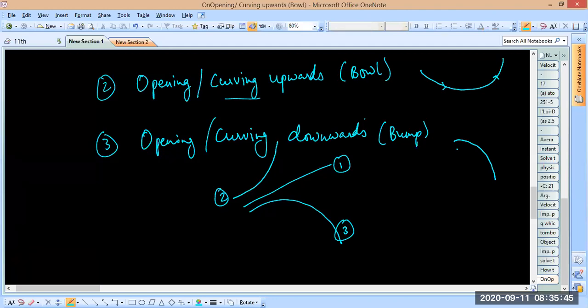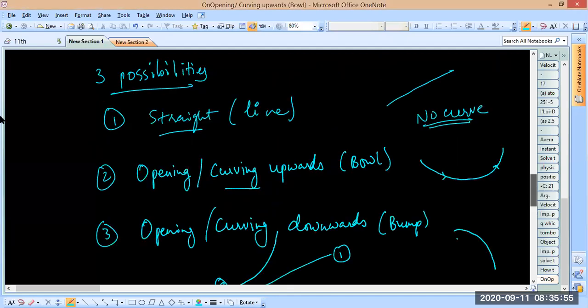Wave, Sahil, all that is a combination of all this. Otherwise there are only 3 parts or 3 types. You can draw any graph by using these 3 together, right?